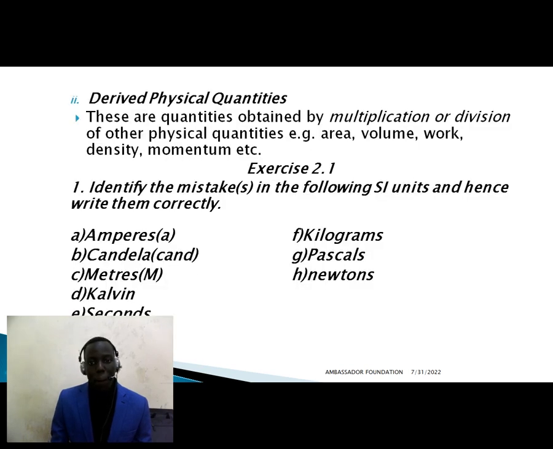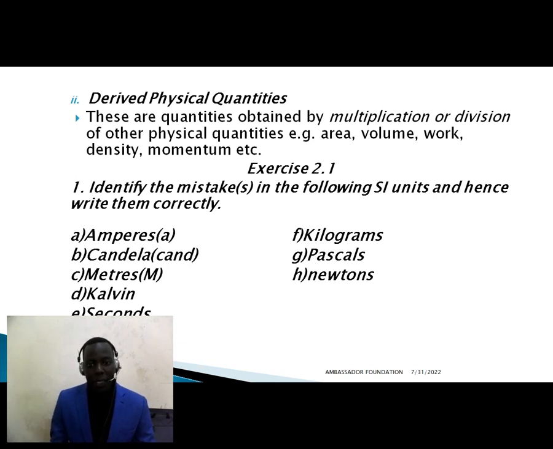Here, I'm just giving you the definition of derived physical quantities. They are quantities obtained by multiplication or division of other physical quantities. For example, area, volume, work, density, momentum. These have given formulas that can actually be used to find them. There's an exercise here I want to give you.